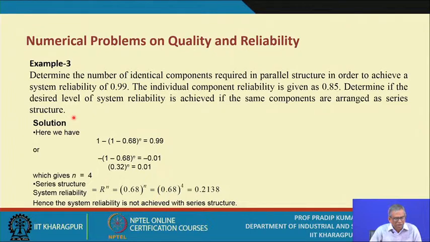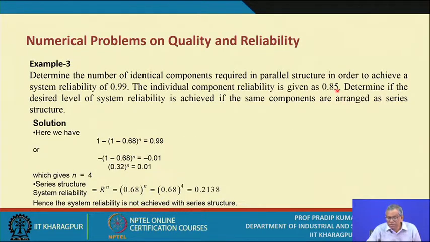Now if he or she opts for the series structure, whether you can achieve a value of 0.99 for the system's reliability. So here, the system's reliability expression for the parallel structure is 1 minus this one, that means 0.68 to the power n. So it is 0.99.